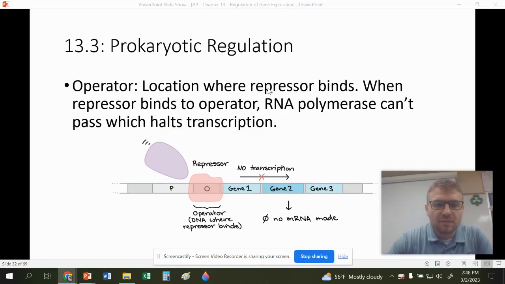Our operator is going to be the location where the repressor is going to bind to. When the repressor binds to this operator sequence, it's going to stop RNA polymerase from transcribing. So you can see here our operator. It's usually within or next to the promoter because it's going to, again, stop this RNA polymerase from binding, which would then stop transcription. So again, the repressor binds the operator. The repressor is a protein while the operator is a sequence of DNA.